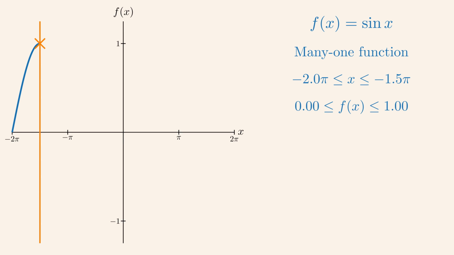The sine curve was many-to-one before, but is it still many-to-one now? No, it's not. For each value of f, there is now only one corresponding value of x. That means it has become a one-to-one function.